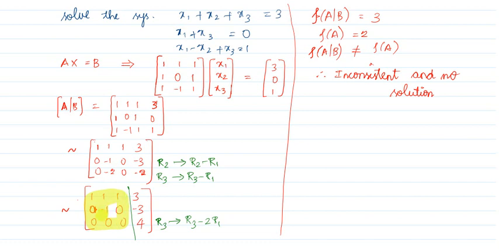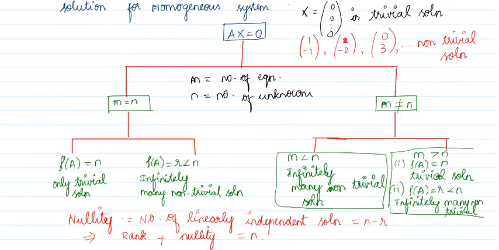Now if you observe the A matrix, what is the rank of A? Rank of A equal to 2, right? But on the whole, what is the rank of AB? It is equal to 3, right? So the rank of AB is not equal to the rank of A. It is inconsistent. Inconsistent means it definitely doesn't have any solution. Okay. So next we will move to the solution for homogeneous systems.